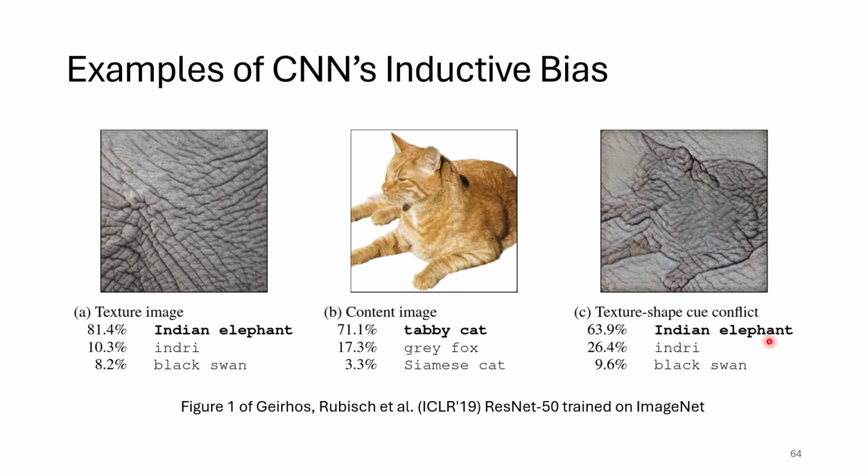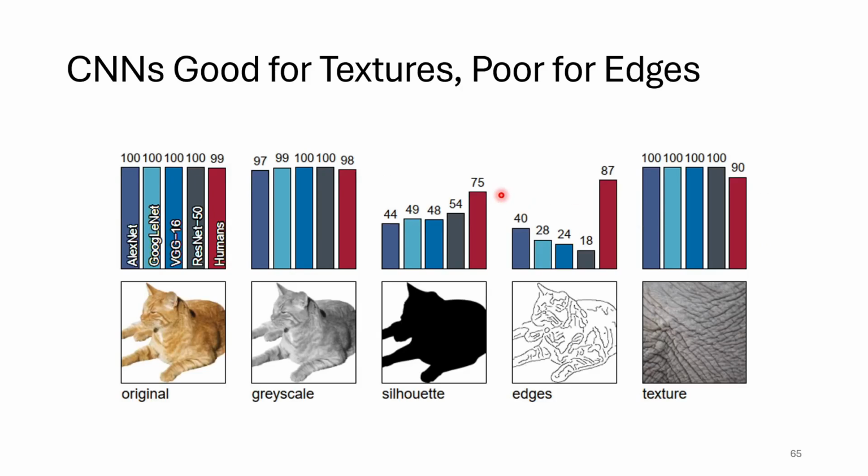What does this mean? It means the convolutional network pays more attention to local information. It means the texture rather than the shape, because the shape of the cat is quite far around the image. So they also show this example.